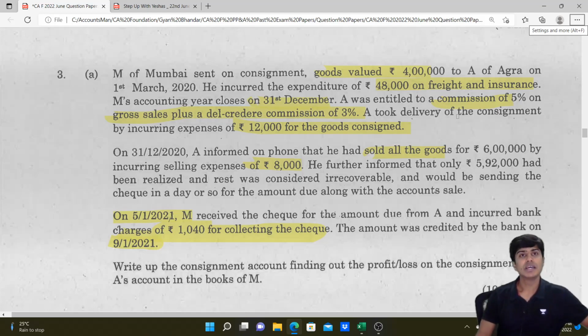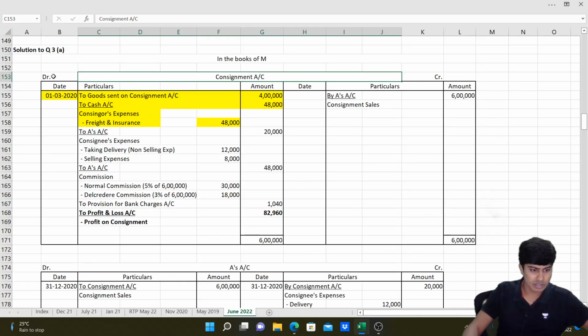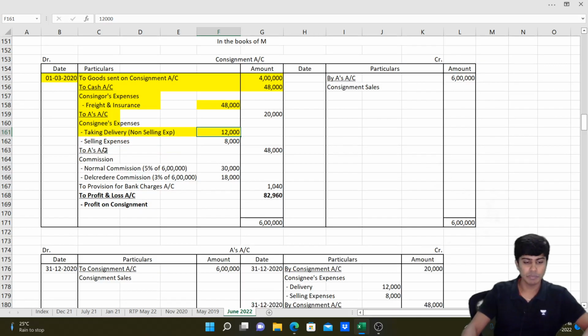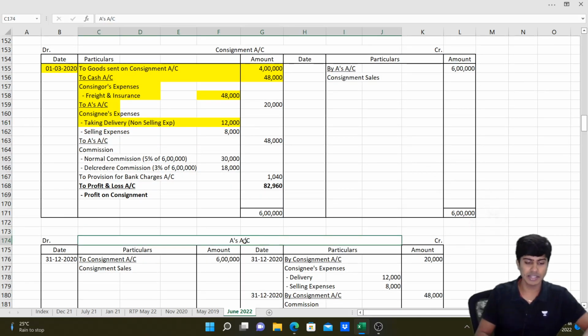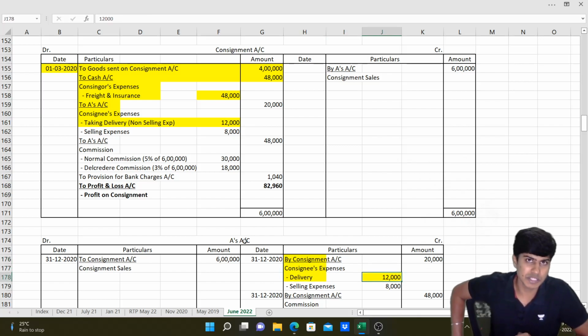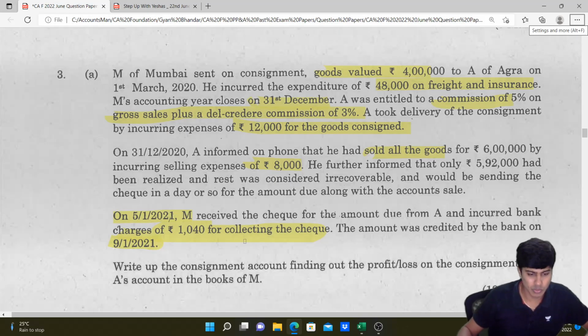Accounting entry will be consignment account debit to A's account, that is consignee account. That is consignee's expense for taking delivery, non-selling expense incurred 12,000. The same should appear in the consignee account. So in A consignee's account, on the credit, by consignment account, consignee's expenses, delivery, non-selling expense 12,000. Got that?